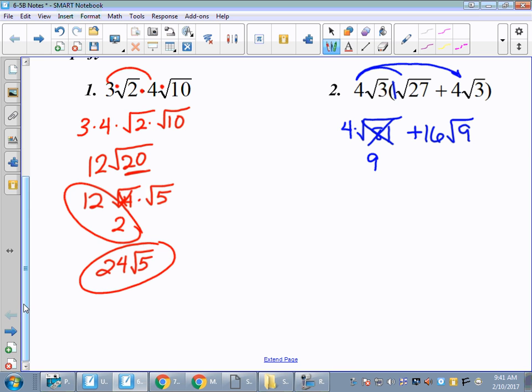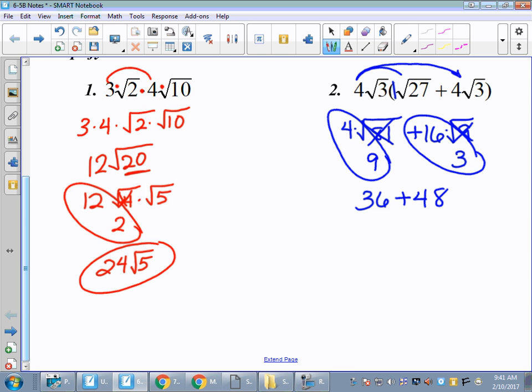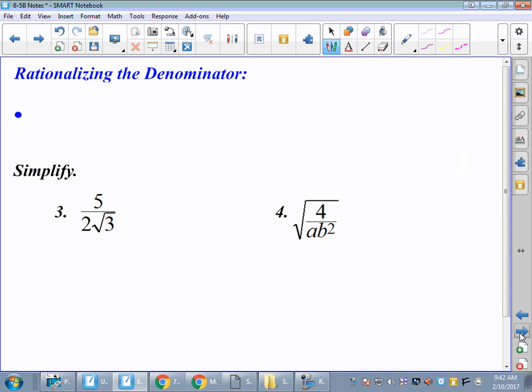So now instead of 4 times the square root of 81, we have 4 times 9, which is 36. And then the square root of 9 is really 3. So when we had 16 times the square root of 9, now we have 16 times 3, which is 48. So when you add 36 and 48 together, we end up getting a nice rational 84. So that whole disaster up there of irrational numbers being multiplied and added together turns out to be a beautiful rational number. Okay, so that's multiplication.